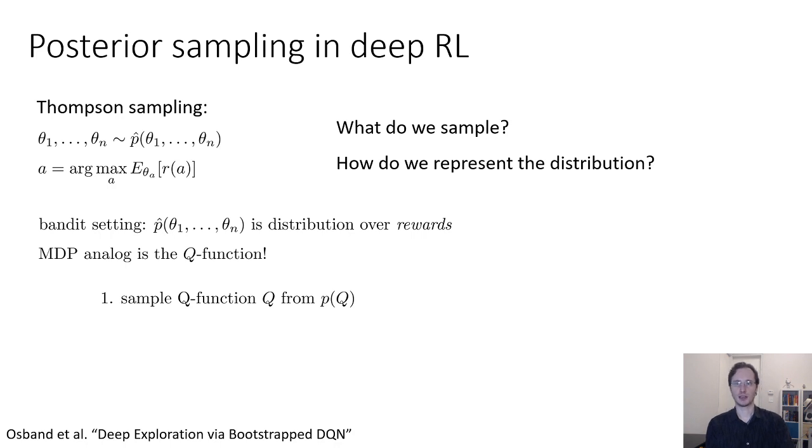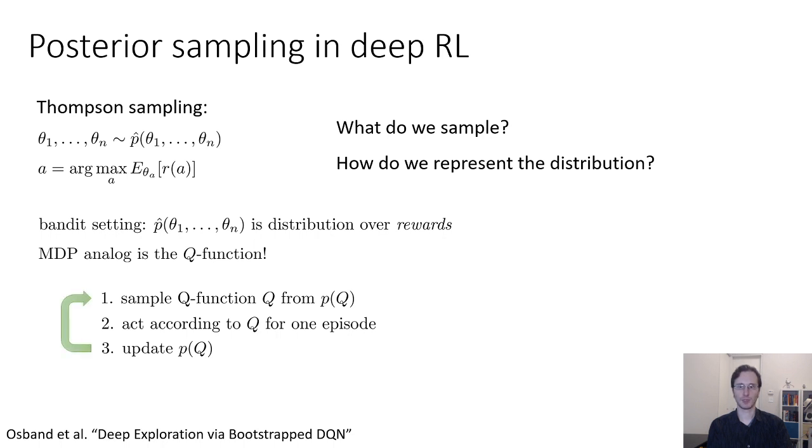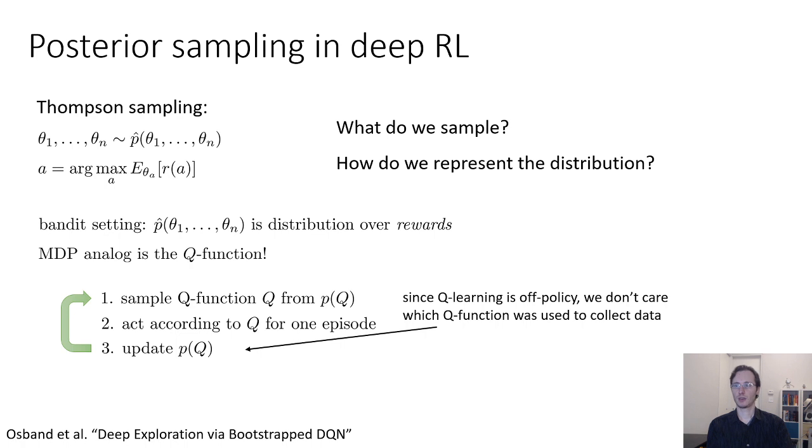So the way that we could adopt posterior sampling or Thompson sampling, and this is not the only way, but this is one particularly simple way, is to sample a Q function from a distribution over Q functions, and then act according to that Q function for one episode, and then update your Q function distribution, and then repeat. Now, since Q learning is off policy, we actually don't care which Q function was used to collect that episode. We can train our whole distribution over Q functions on the same data. So it's okay if we use a different exploration strategy or a different policy for every single rollout.